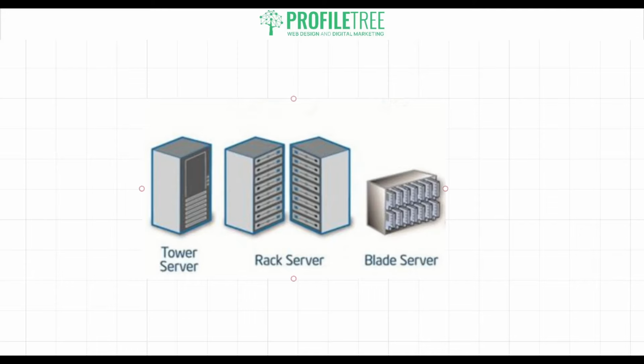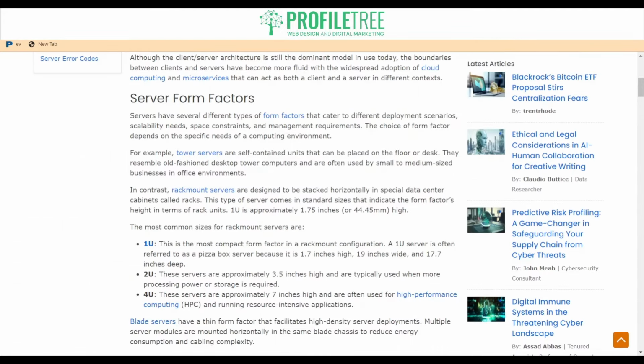Now, our next one there is a rack server, which is a little bit bigger. A rack server is designed to be mounted in a standard 19-inch equipment rack alongside other servers and network equipment. Rack servers are popular in data centers and server rooms where space efficiency and organization are crucial. They come in different heights, and I'll show you guys an explanation of it. So we can see here that 1U is the most compact form factor in a rack mount configuration, and it's often referred to as a pizza box server because it's that small.